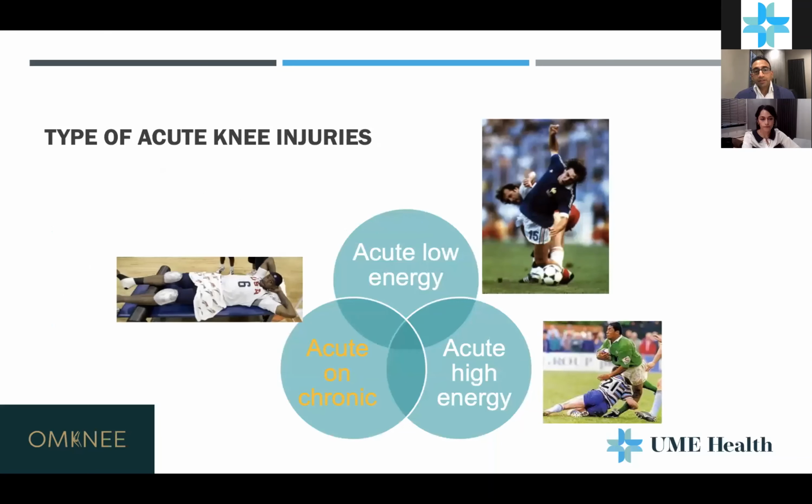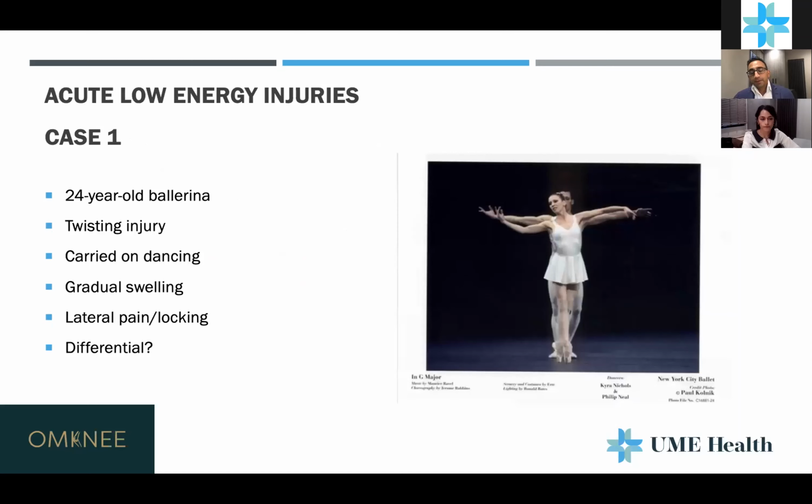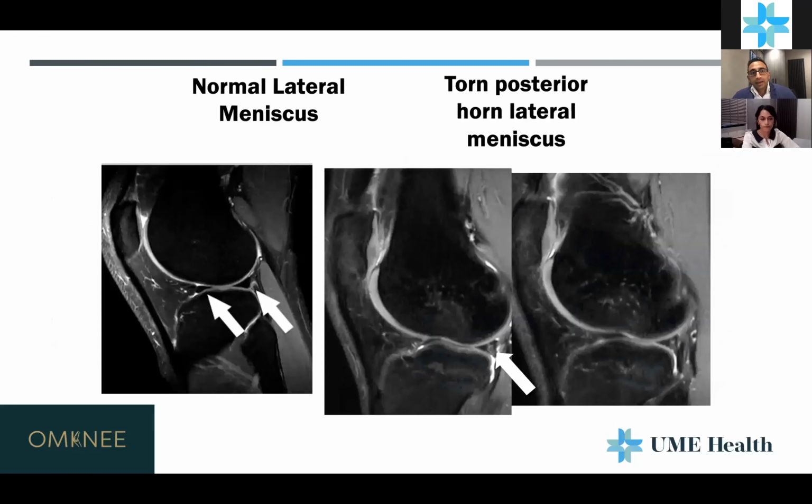Acute knee injuries, you can divide them into low energy, high energy, and acute on chronic, and we'll just go through some very straightforward examples. So here's a ballerina, twisting injury. She carried on dancing, gradual swelling, but lateral pain, and sometimes the knee feels like it's catching or locking. And the differential here is meniscus tear, possibly a cruciate ligament injury, possibly an osteochondral injury, but the meniscus tear is at the top of the differential.